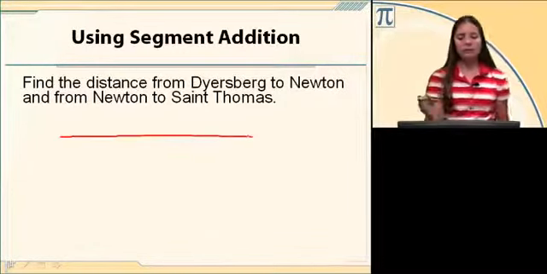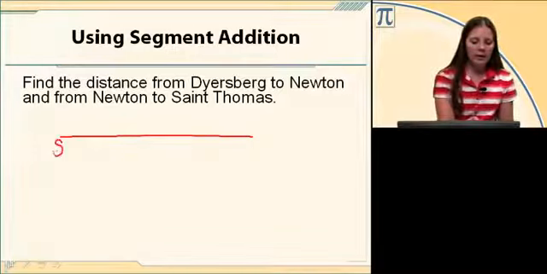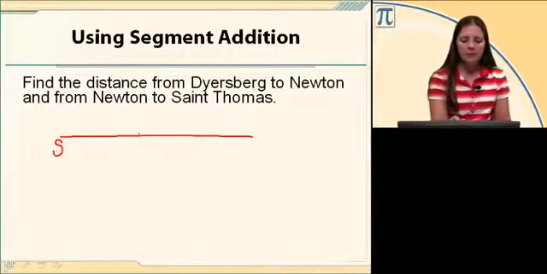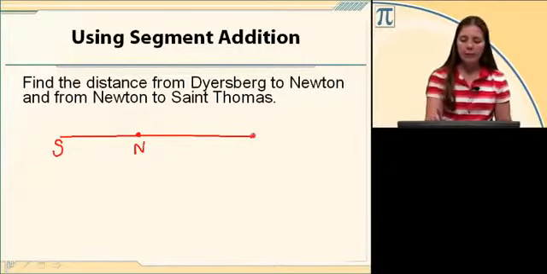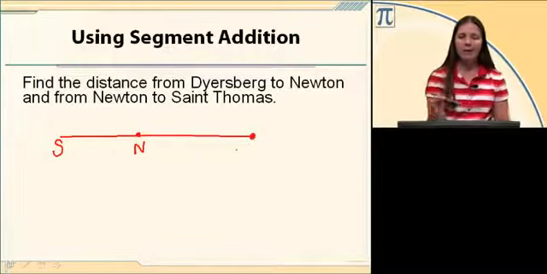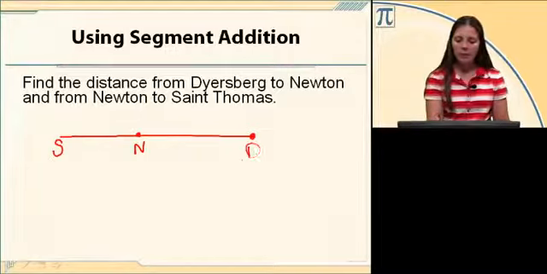Now, it doesn't necessarily have to be drawn to scale, so I'm just going to go ahead and say that's St. Thomas, and I know that Newton is somewhere in the middle. I don't know if it's directly centered. It doesn't have to be perfect. We're just going to get a feel for where everything's at. So we have Newton in the middle, and then we have Dyersburg.